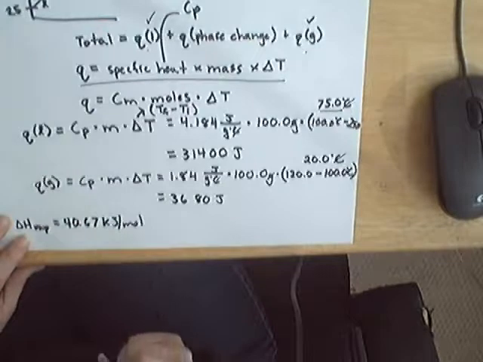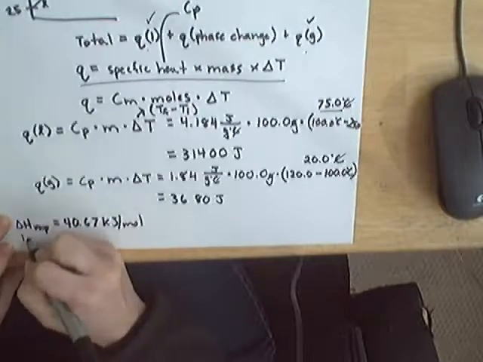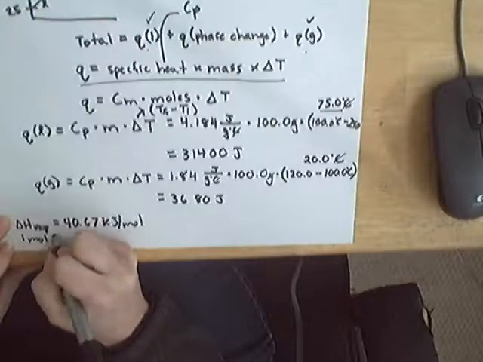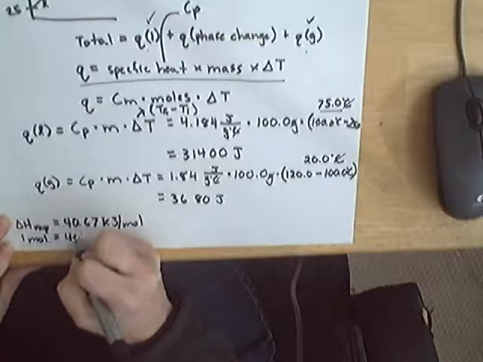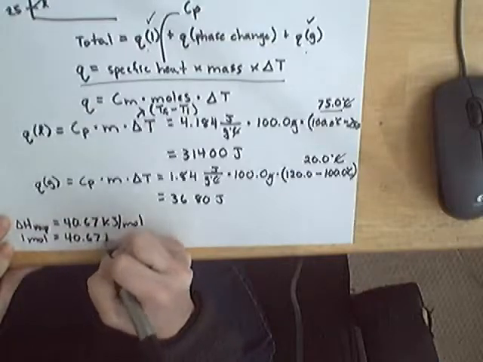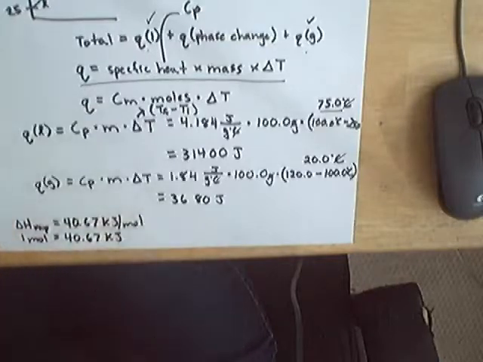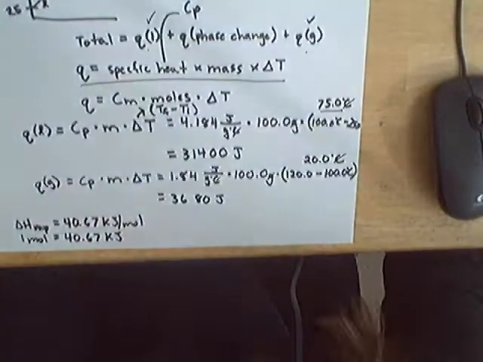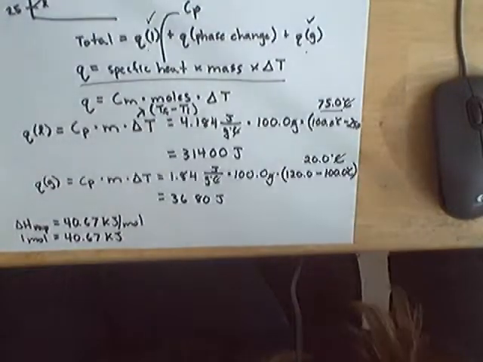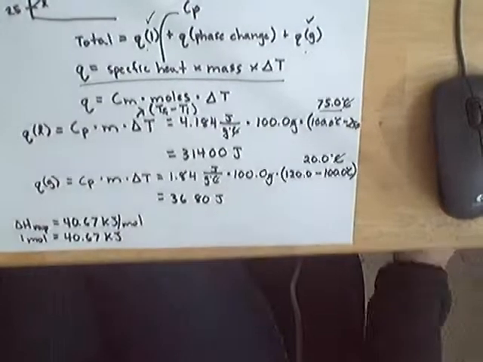What this tells us is, if we had 1 mole of water, it would require 40.67 kilojoules to turn it from a liquid to a gas. All right? But we don't have 1 mole. We actually have 100 grams. So we're going to have to convert the 100 grams into moles.